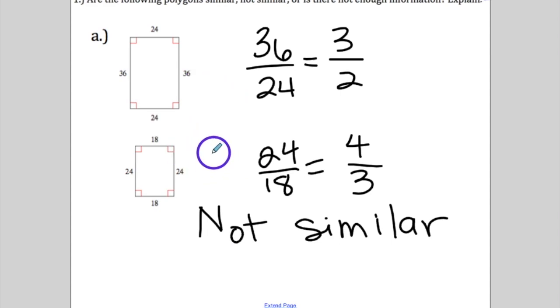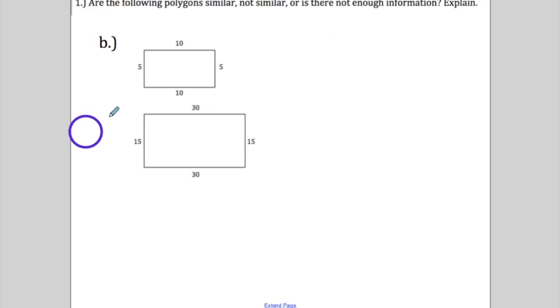And we had enough information to conclude that. All right, let's go ahead and look at example B. So are the following polygons similar, not similar, or not enough information? And so we're going to go ahead and check the side relationships here.